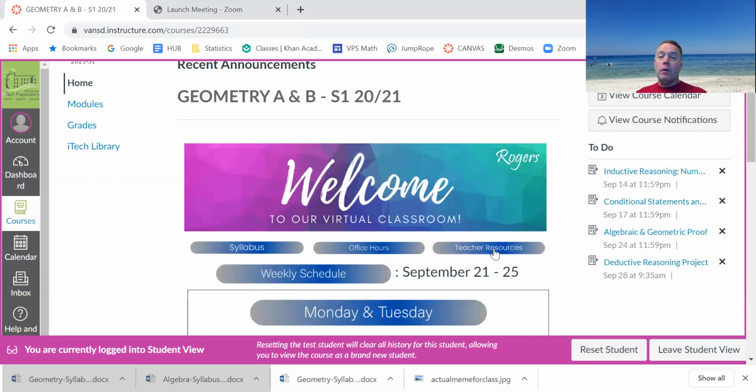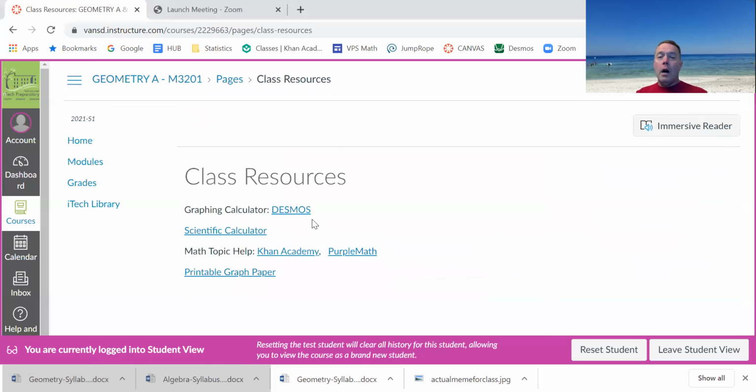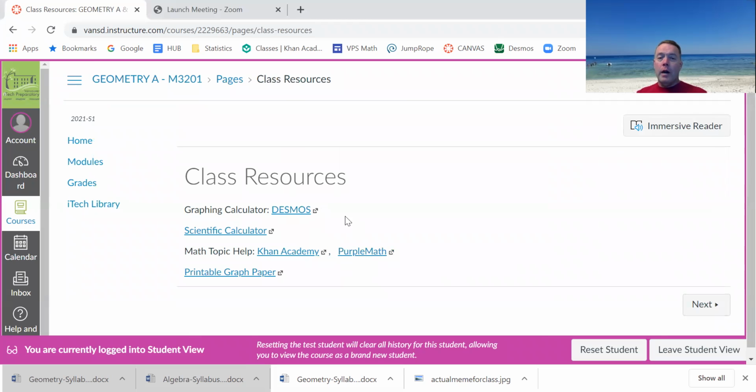We have some teacher resources, which are things that students can use for this course, which in this case is a graphing calculator, and some links to math help sites that I know have good information. Khan Academy and Purple Math are the two that I know have good searchable databases for help on different topics, with examples and videos that can help a student out if they're needing help and can't get it immediately from me.